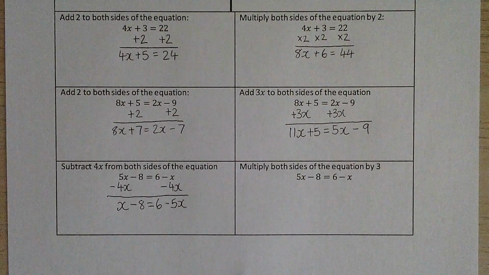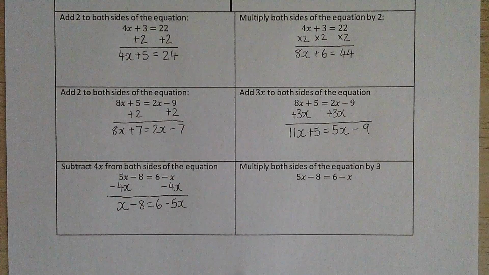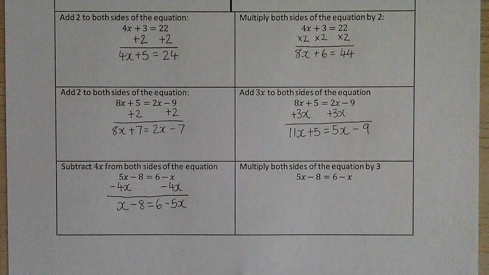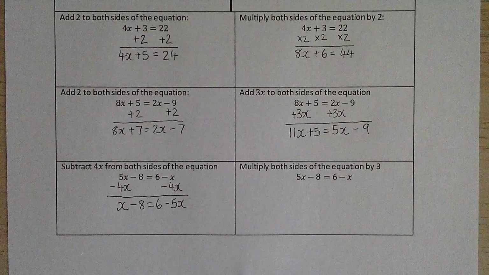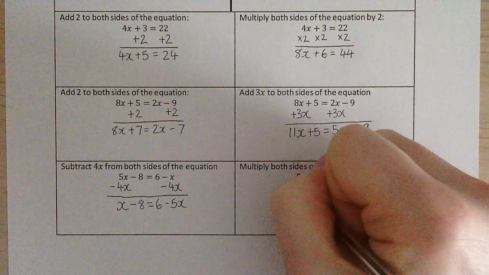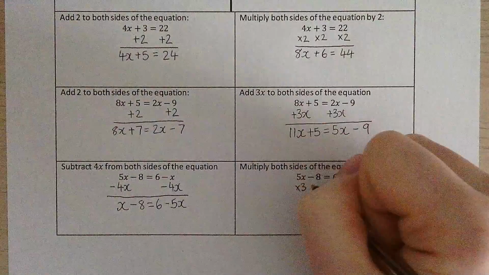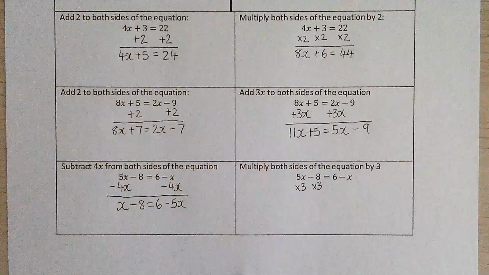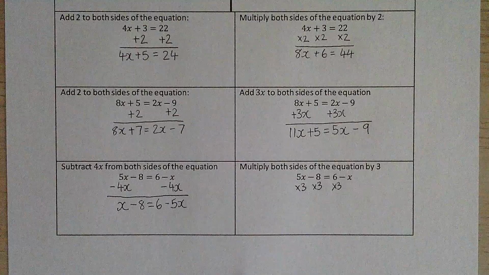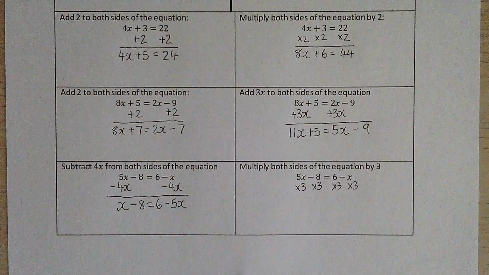The final question for today is multiplying both sides of this equation by 3. Just like we did with the last multiplying question, we have to multiply every single term in the equation by 3. So I'm going to write times 3 underneath the 5x, a times 3 underneath the minus 8, a times 3 underneath the 6, and a times 3 underneath the minus x.